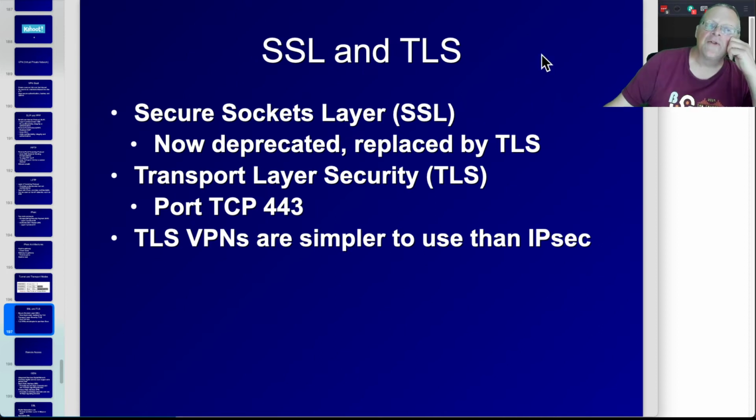And then, of course, there's SSL and TLS. SSL was the original Netscape encryption protocol developed to encrypt internet traffic, but it's now all obsolete. Now everybody should be using TLS, and they go over port 443, and you can make a virtual private network go over TLS just like your HTTPS traffic, and of course that's very easy for people to use.